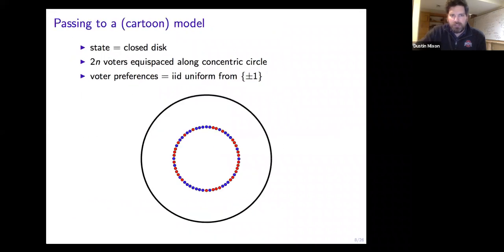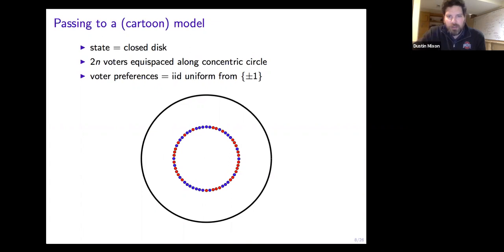Here's a cartoon instance of this phenomenon. The state that we're going to be gerrymandering is a disk, and the voters happen to be distributed along a circle in that disk. And let's say they're half red and half blue, but they're random. So each person flips a coin to decide whether they're red or blue. Okay, that gives us a distribution of sorts.